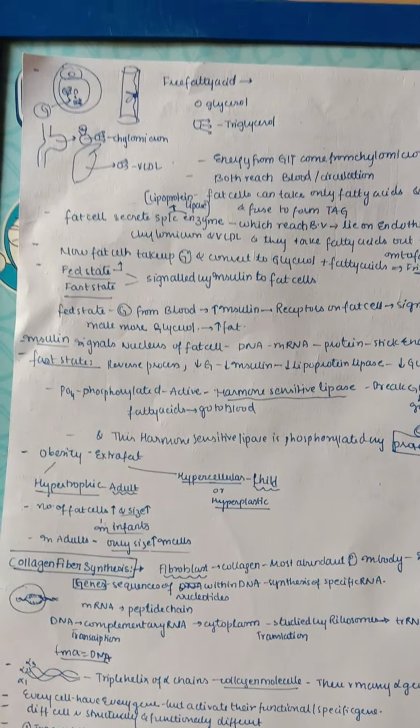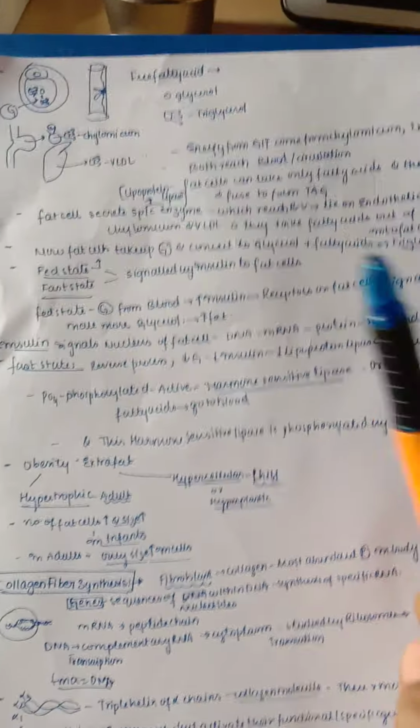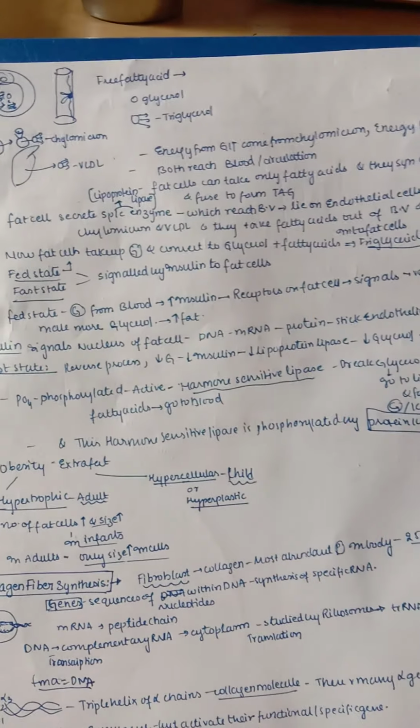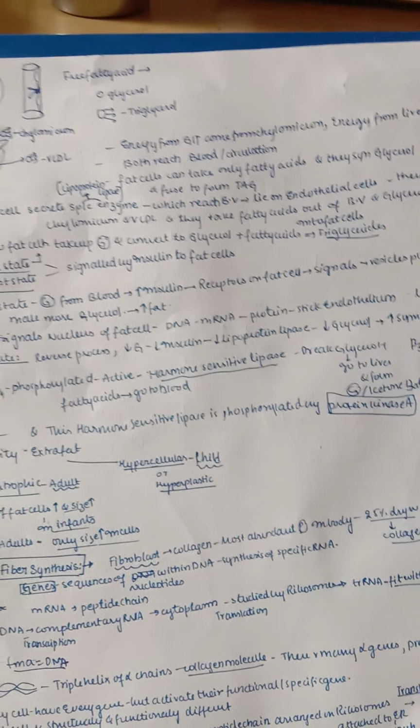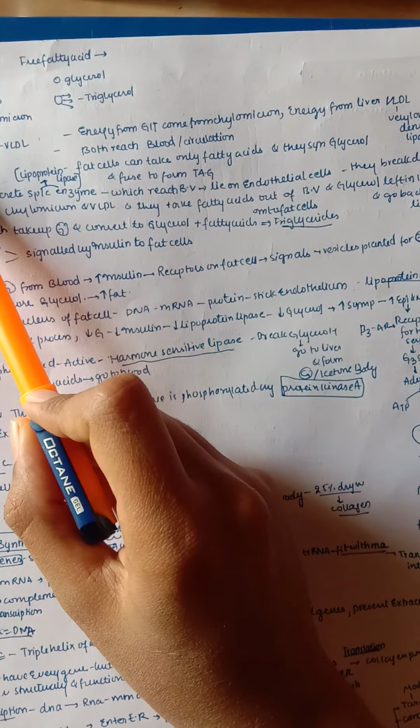In neonates, it is brown fat. We are not discussing brown fat. We are mainly discussing our uniloculate fat cell, that is in adults. Energy mainly from the GIT comes from chylomicrons. You can see this is a chylomicron coming from the GIT to our fat cell.